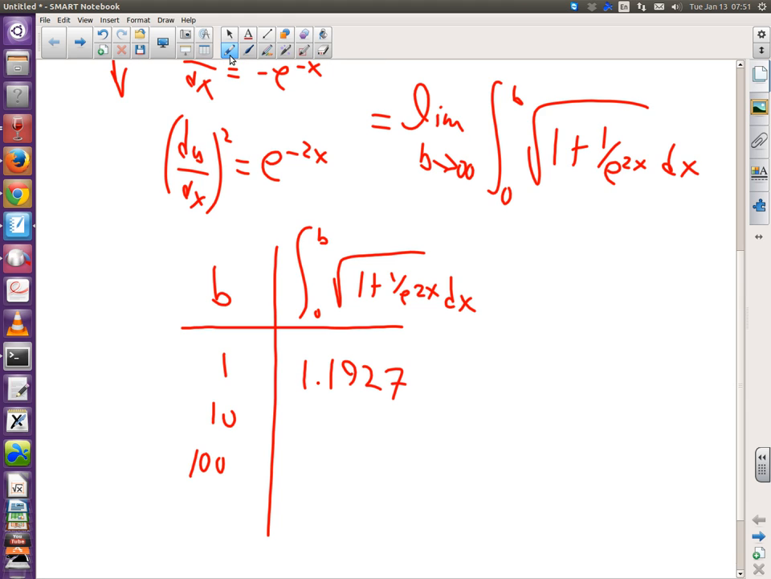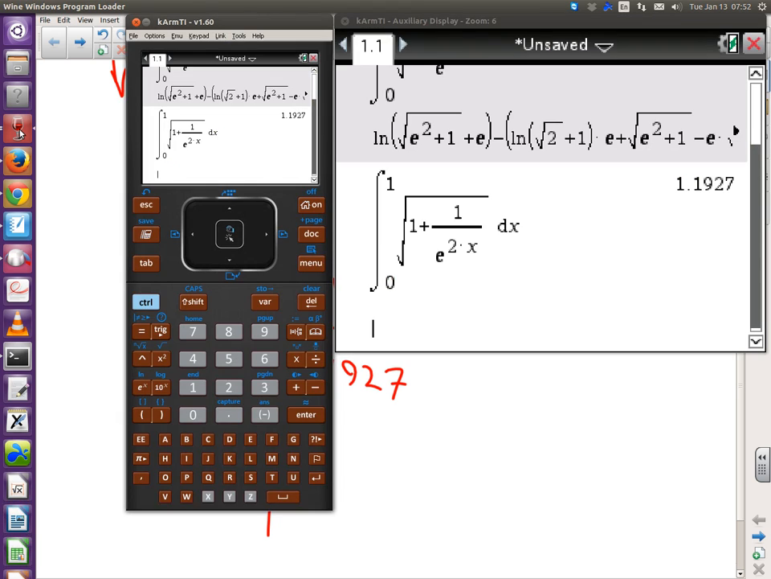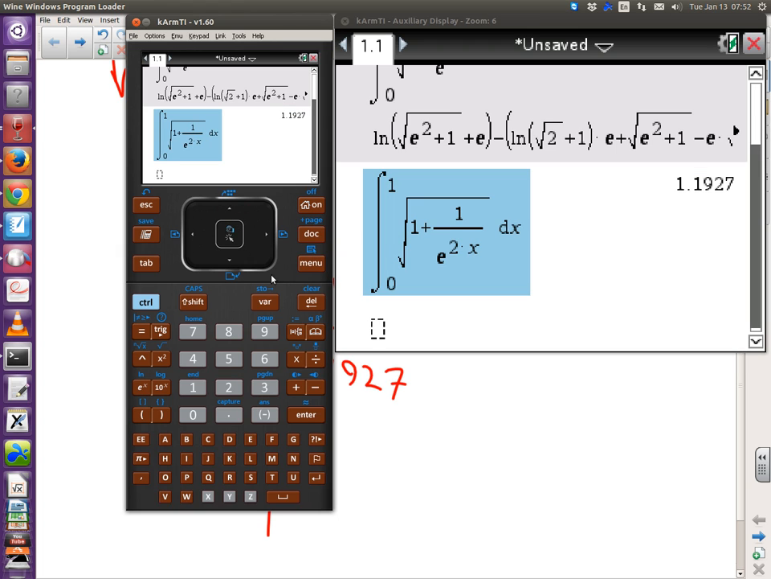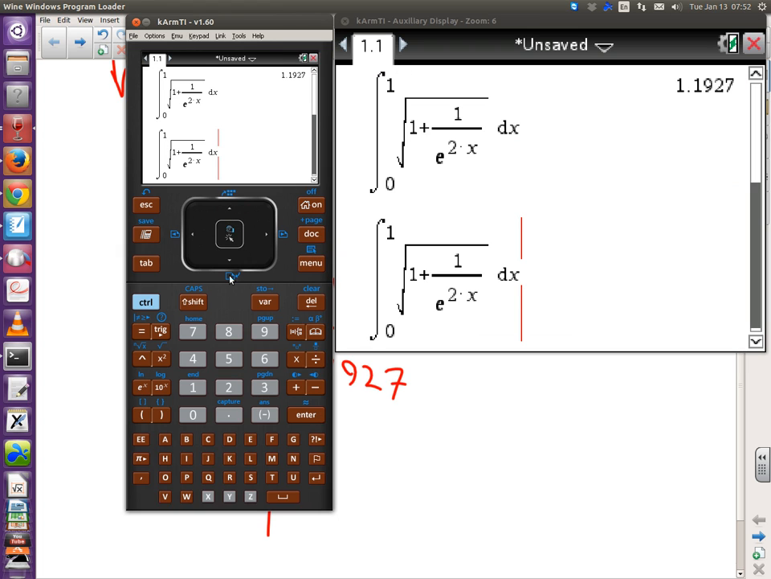1.1927. All right. Now what do you do? Do it for 100. Oh, for 10. Yeah. All right. So let's see. Let's capture this and redo it for 10. Go up. And you could do what? You wanted a decimal here? Yeah. You could do that or control enter.